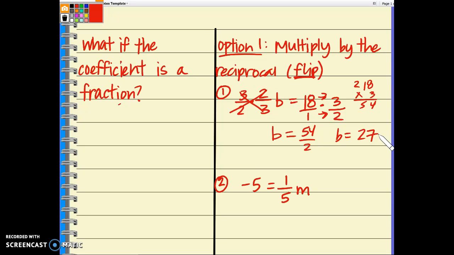And you can still check that by plugging it in for b. So 2/3 times 27 over 1 equals 18. That gives you 54 over 3 equals 18. And that's correct.